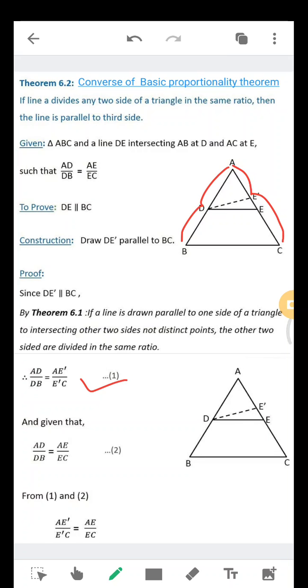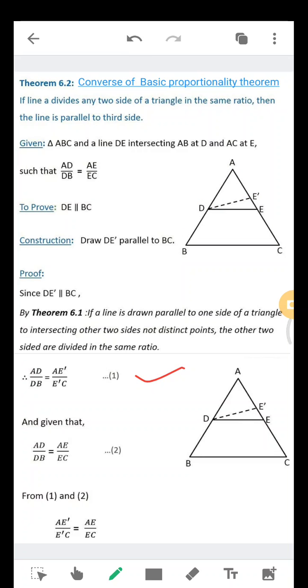Okay, because Thales theorem says that if a line is drawn parallel to one side of a triangle, it divides the other two sides in the same ratio. So I suppose that DE' is parallel to BC. This line is parallel to BC. So I can say AD by DB is equal to AE' by E'C by Thales theorem.